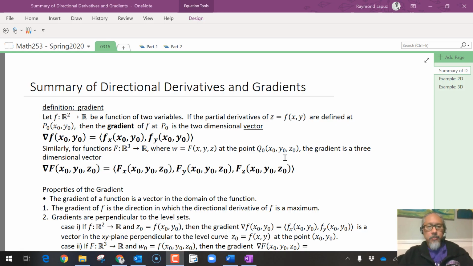Okay, this is our summary for directional derivatives and gradients. Let's take a look at the definition of a gradient. So a gradient for a function of two variables is really a vector of partial derivatives.